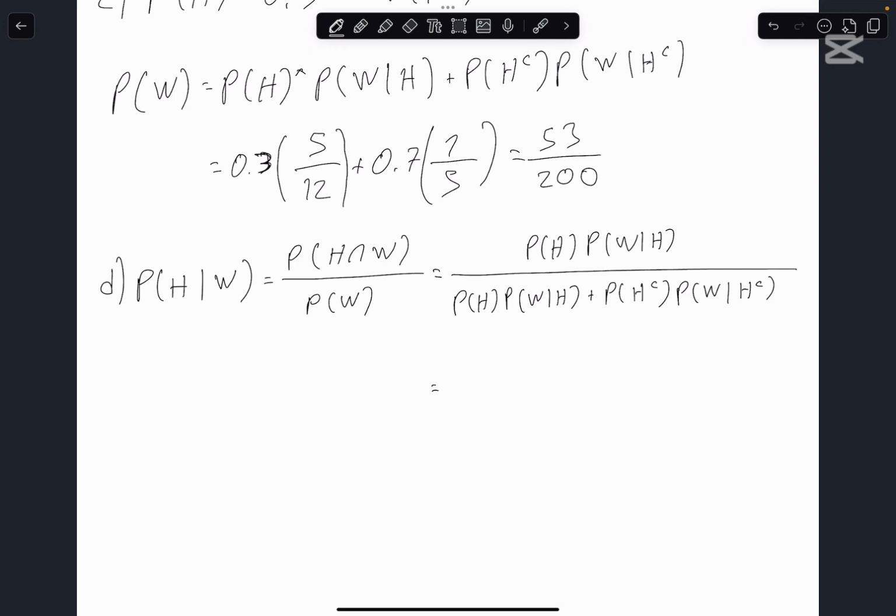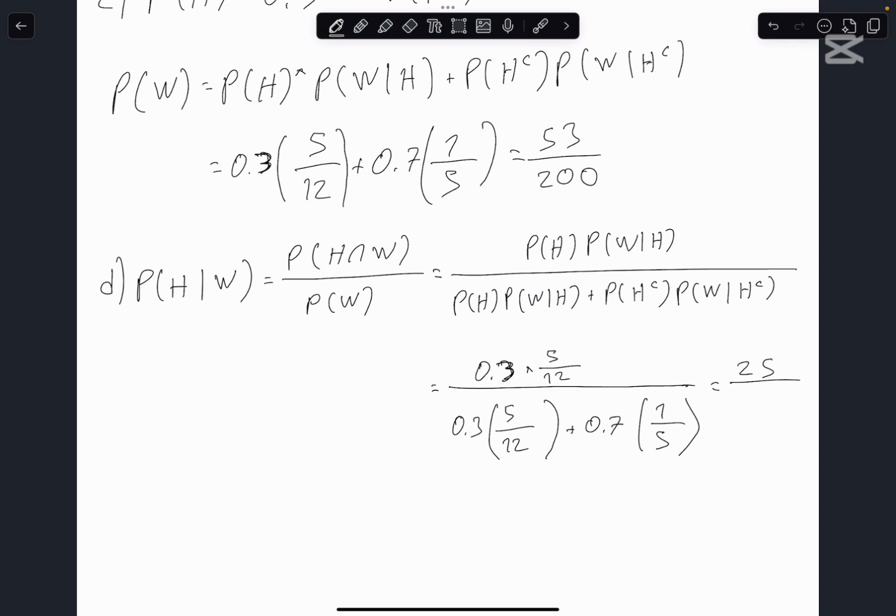Let's put the probabilities. The only thing we need to change is the probability of heads and head complement, because the only thing changed is the coin. The coin is not fair this time, so that's why we need to write 0.3 for the probability of heads, and the other ones are not going to change, multiplied by 5 divided by 12, over 0.3 multiplied by 5 divided by 12 plus 0.7 multiplied by 1 divided by 5, and the answer will be 25/53.